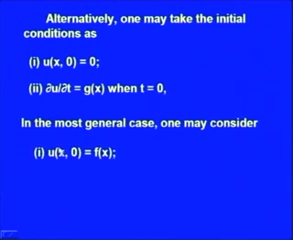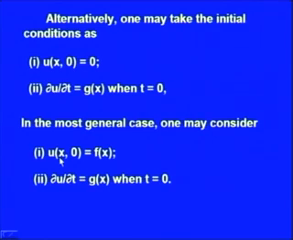In the most general case, one may take the initial conditions as: the initial shape of the string is given by a curve, that is the function f x, so u x 0 is equal to f x, and the initial velocity at the time t equal to 0 is also given by a function of x, that is g x.